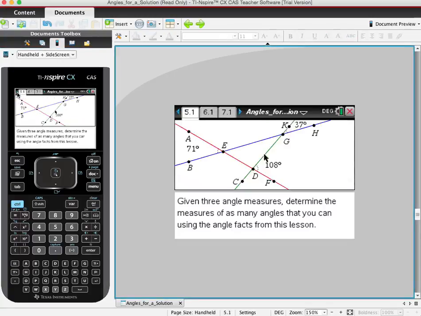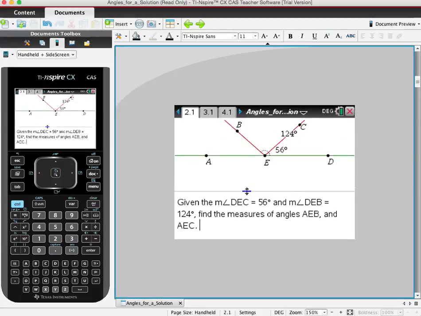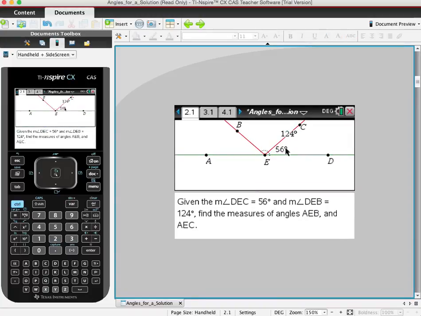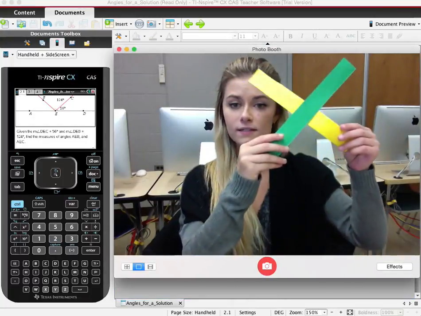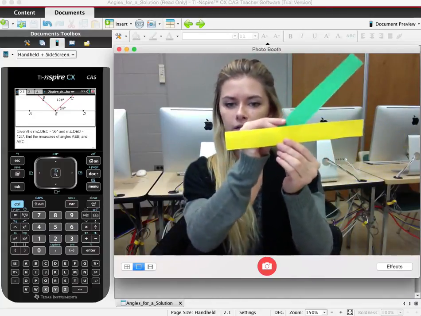So to begin, we're going to start all the way back at the beginning, at problem number 2 here. You can slide the screen down a little bit to make it more visible. So it says, given the measure of the angle DEC is 56, and DEB, this whole angle right here, is going to be 124 degrees. It wants us to find these two measures, AEB and AEC. So, while we're looking at our screen, we don't see any X's, we don't really see any 90-degree angles either. So I think what we're going to end up using is a supplementary theorem.